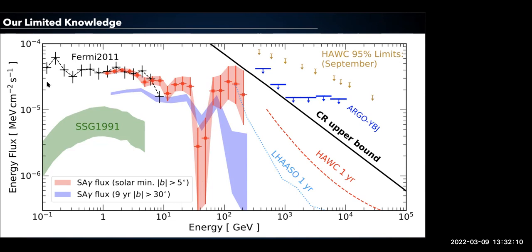Hi, it's a very interesting talk. I guess this spectrum is the average spectrum. Then if you consider the solar cycle modulation at the high energies, is this already violating the cosmic ray upper bound? So that's the first question.